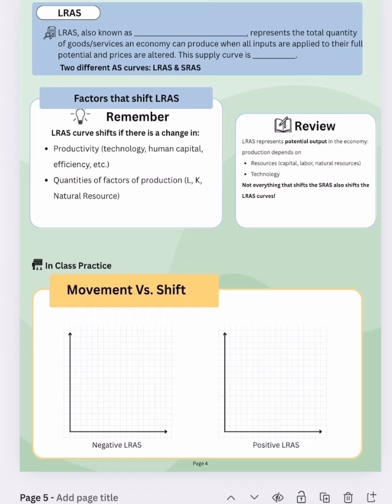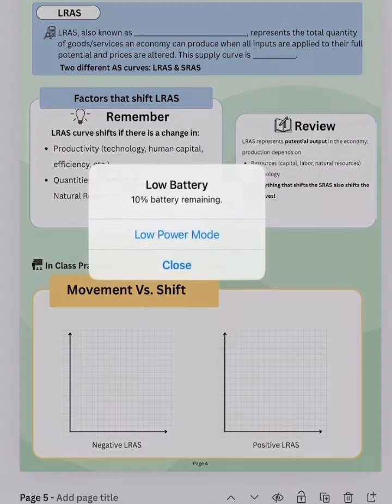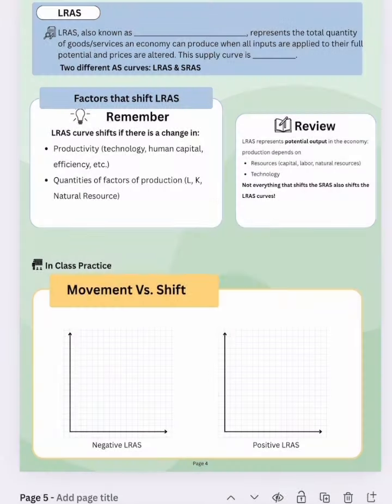This curve is always vertical on a graph because the total amount of goods and services the economy can produce doesn't depend on prices. Instead, it depends on how many workers and machines we have and how good our technology is.